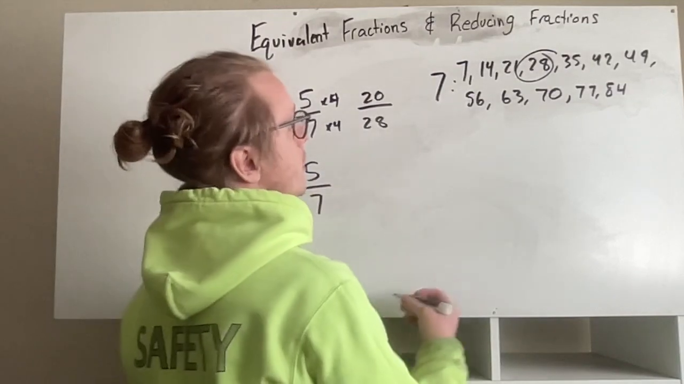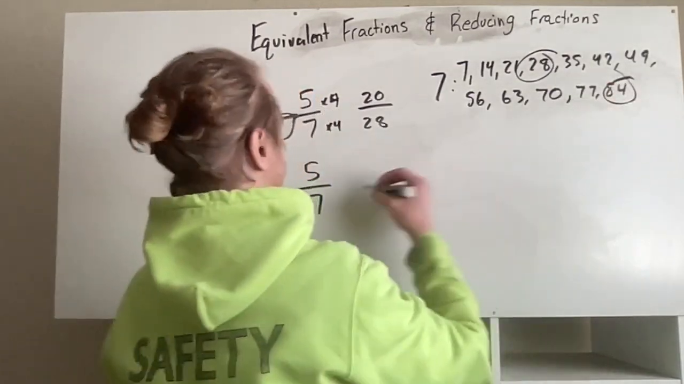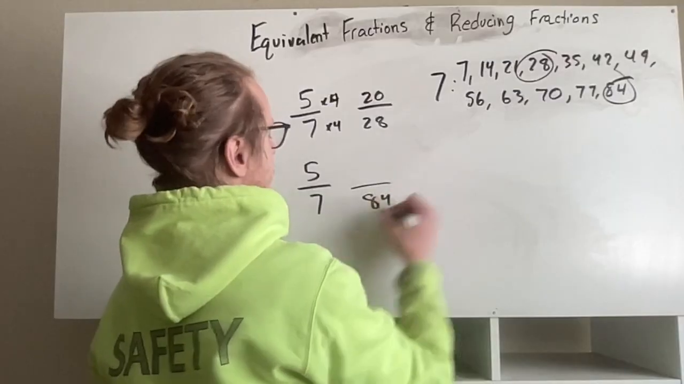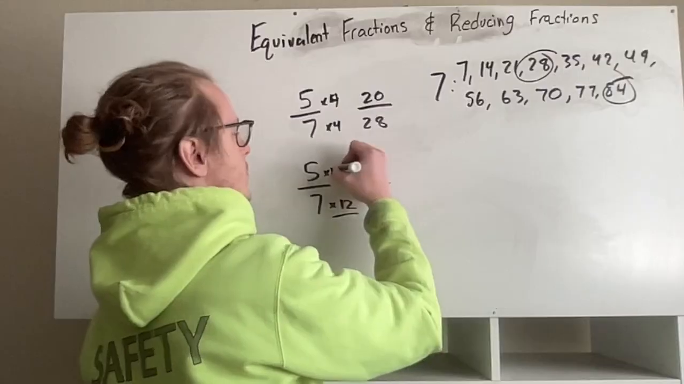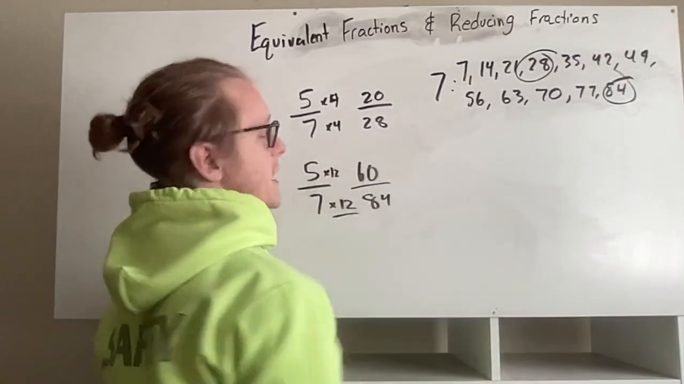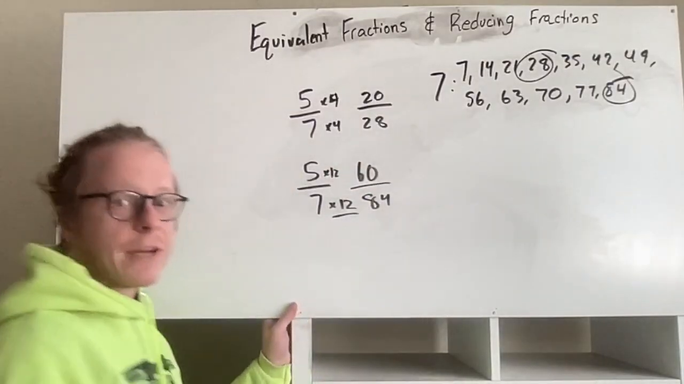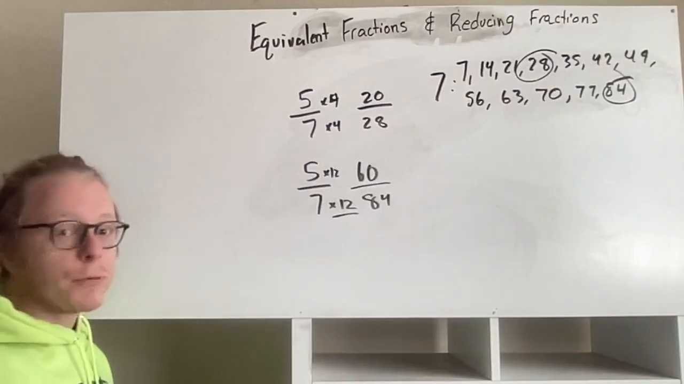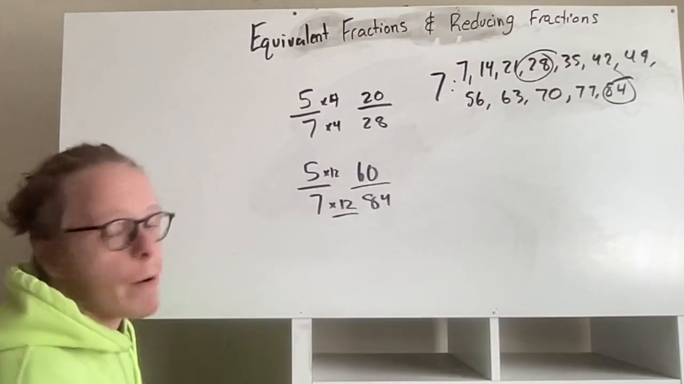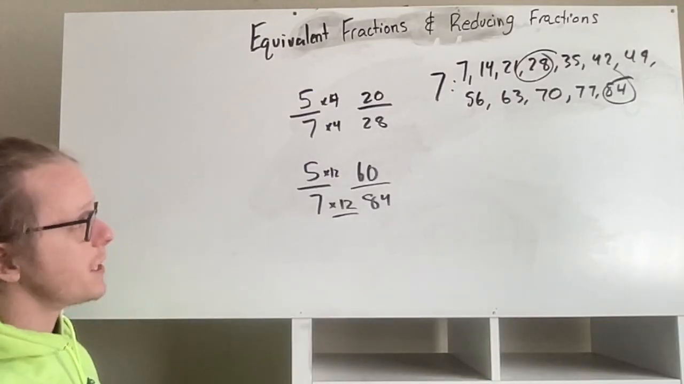We could try another one. Let's do 84. Well, 84, that's 7 times 12. So I need to do 5 times 12 as well. Gets me 60. Okay, you're probably seeing here, we rely pretty heavily on having a solid understanding of our times tables when we're doing this, right? The more comfortable you are with our times tables, the easier it's going to be.